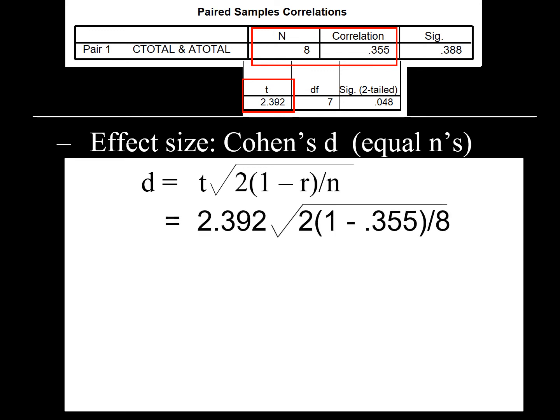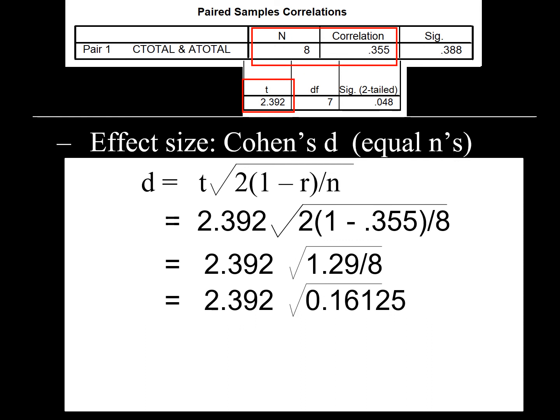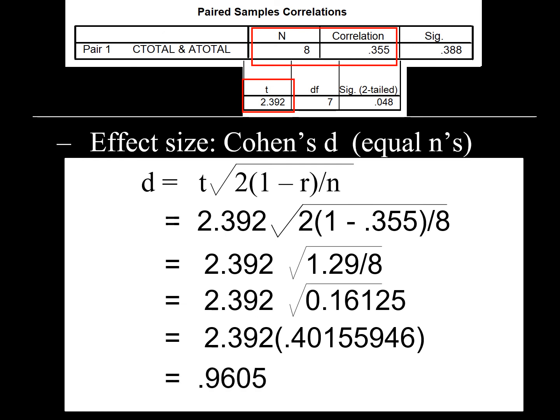Our t-score is 2.392. Our r is 0.355, so 1 minus 0.355 is the first thing we're going to calculate. We're going to multiply that by 2, and then we're going to divide by 8. That's going to be a square root of 0.16125, which becomes 0.40155, and we're going to basically multiply those together. We have a Cohen's d of 0.9605.